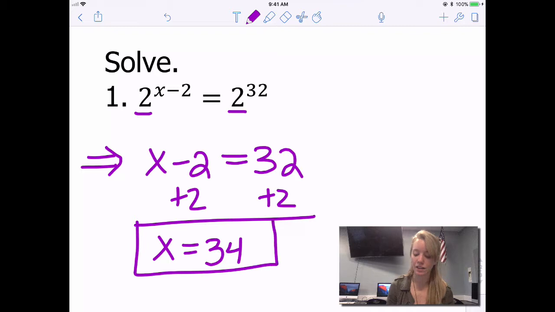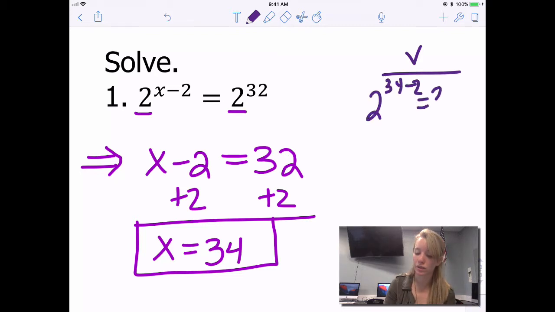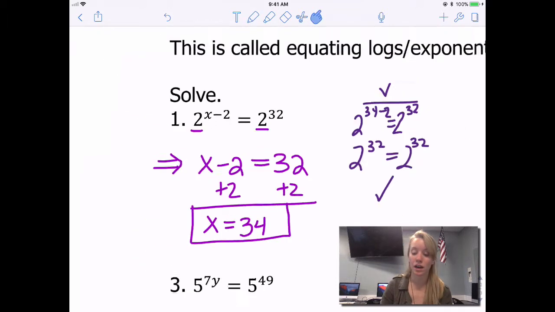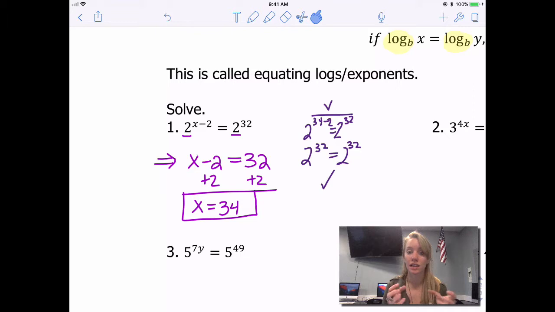Here is my answer. If I want to do some checking, I would say 2 to the 34 minus 2 equals 2 to the 32. 34 minus 2 is 32. So I get 2 to the 32 equals 2 to the 32. Those two things are equal. Check. So again, it's not just saying cancel out those 2's. It's saying that whole equation has to be equal.